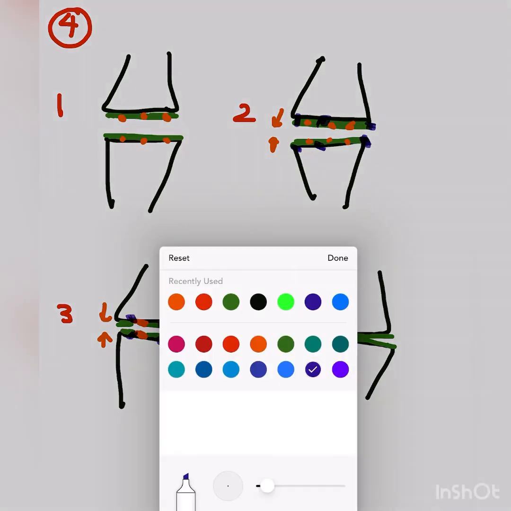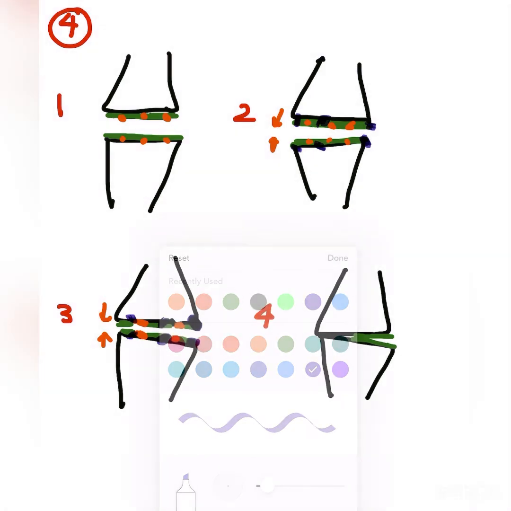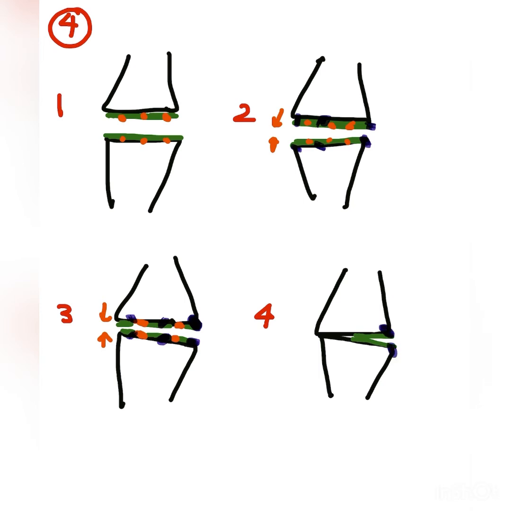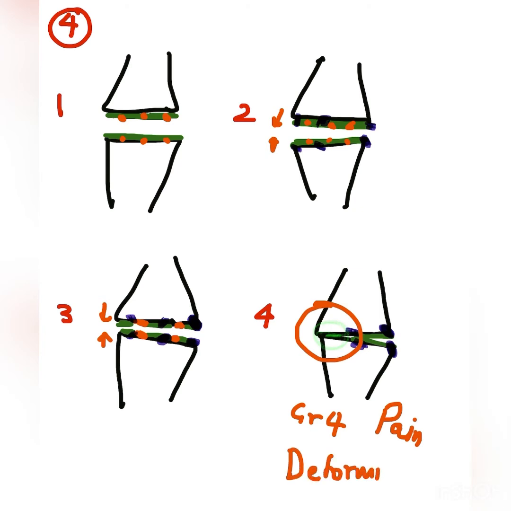And in grade 4 of knee arthritis, the osteophytes are very big or huge in size, and there is bone to bone contact. This bone to bone contact is grade 4, and it is the last stage of arthritis. In the area where there is bone to bone contact, there is no cartilage. This is raw bone hitting against each other, and this is a source of pain. And the deformity is highest in grade 4 arthritis.